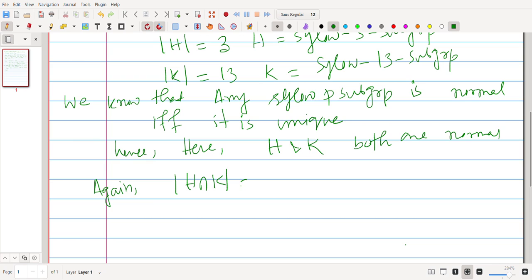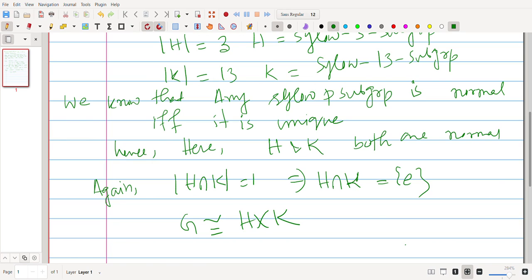Again, the order of H intersection K is 1 because H intersection K is a subgroup of both H and K. So the order of H intersection K must divide the order of H as well as the order of K. Since the order of H is 3 and the order of K is 13, they are co-prime. Hence the order of H intersection K is 1, which implies that H intersection K is trivial. Hence we can use the above theorem which I have already stated. Hence G is isomorphic to H cross K.